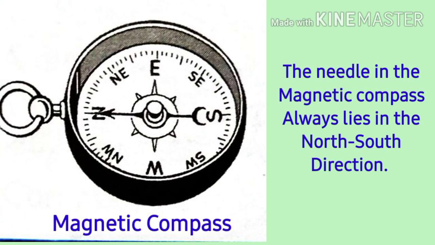We have learned that the sun rises and sets every day. That is why the sun is used to determine directions. Here is a gadget. The name of the gadget is magnetic compass. And the needle in the magnetic compass always lies in the north-south direction.